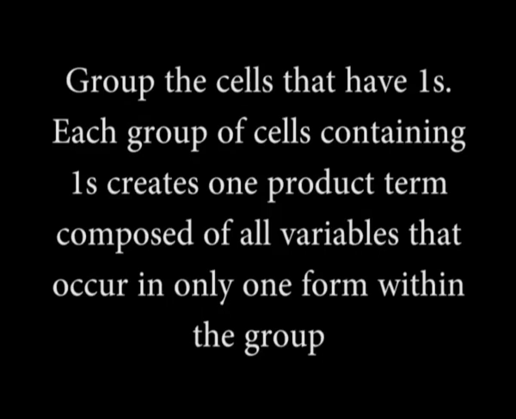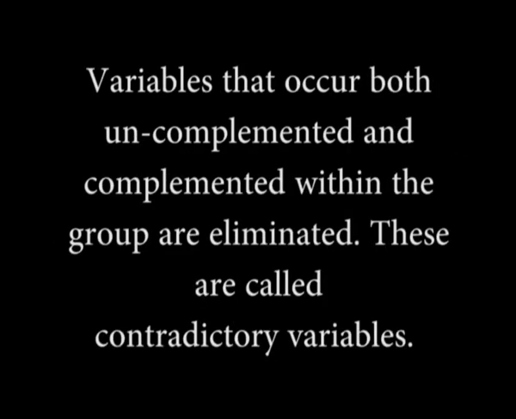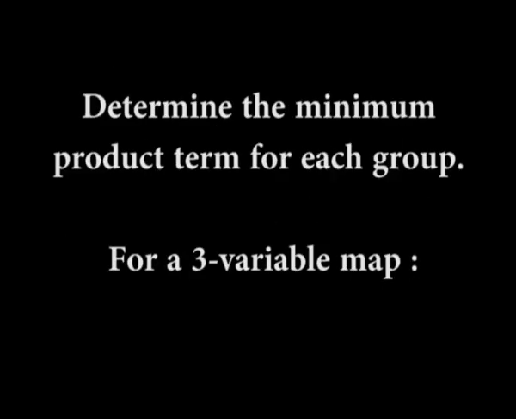Each group of cells containing ones creates one product term composed of all variables that occur in only one form within the group. Variables that occur both uncomplemented and complemented within the group are eliminated. These are called contradictory variables. Determine the minimum product term for each group.